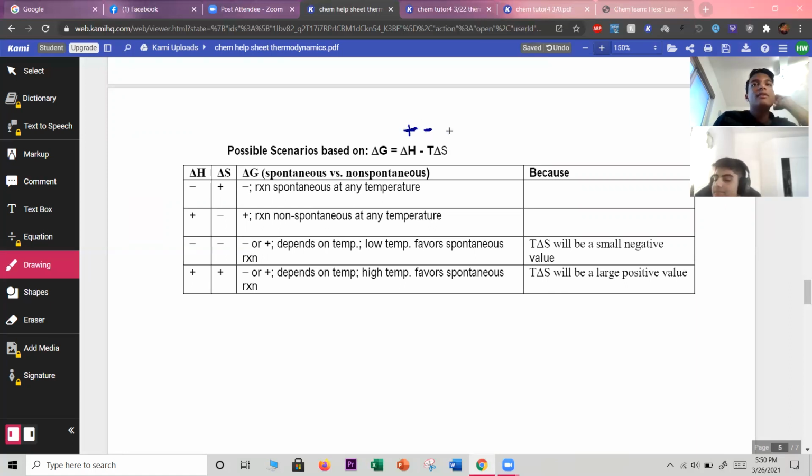Minus T and then delta S. So delta S is about spontaneity. Does it get more messy when the reaction happens? Yes. Liquid's more messy than solid, right? Yes. So that means delta S is positive.